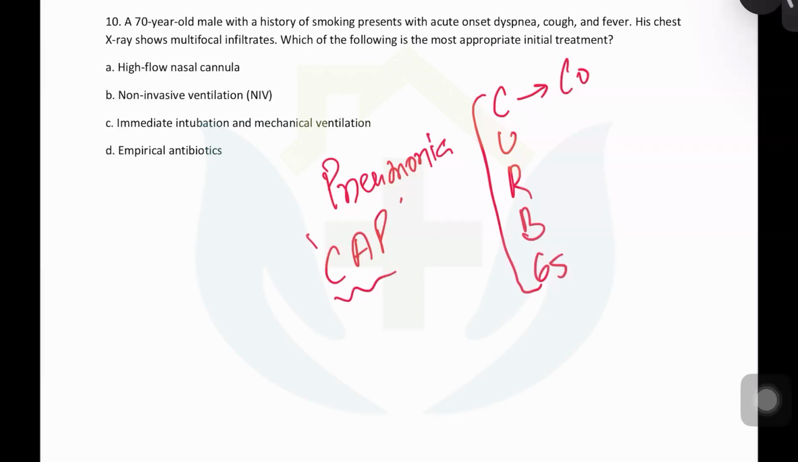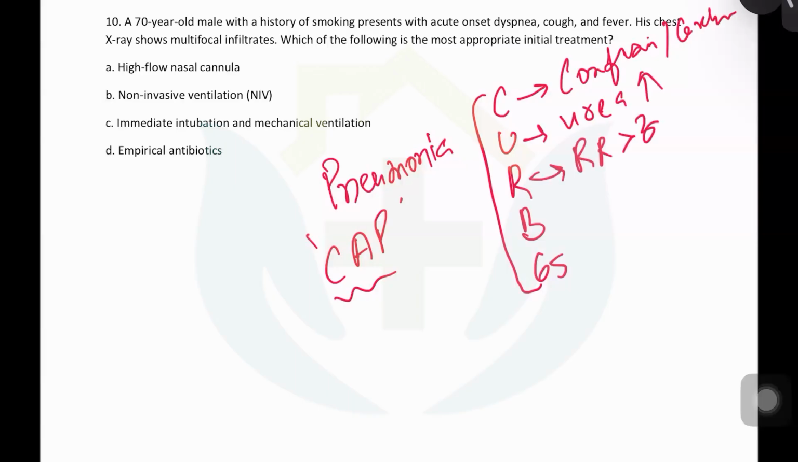So C is confusion or cerebral obtundation. U is urea more or uremia. R is respiratory rate more than 30. B is BP less than 90 systolic, and 65 is age more than 65.